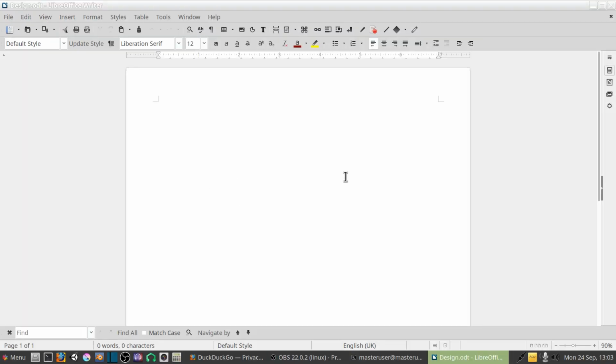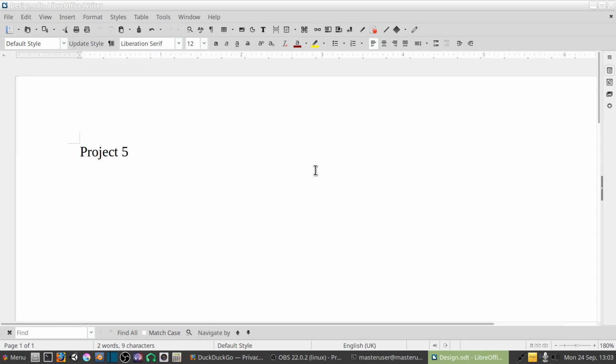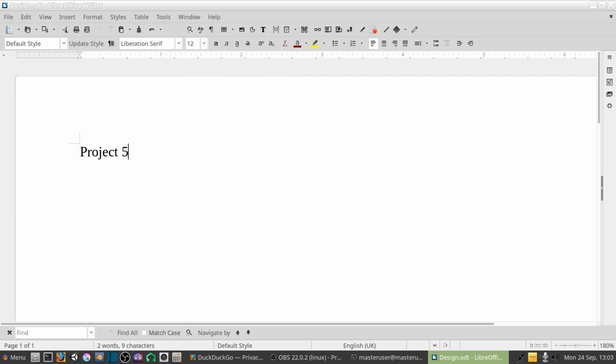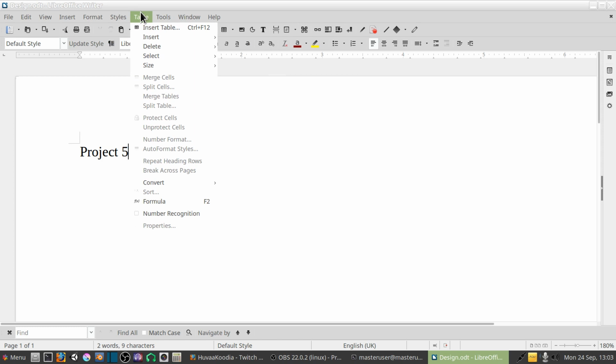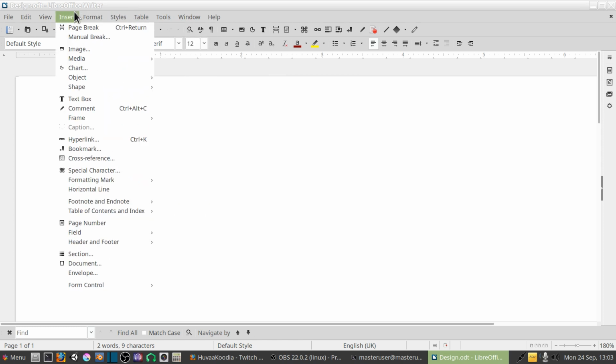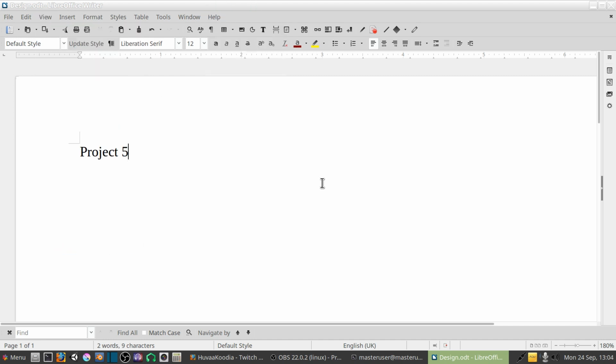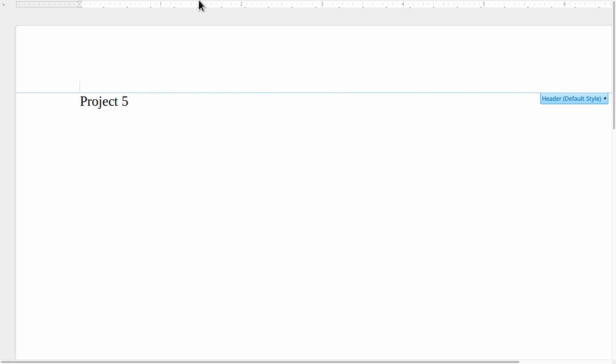So it's design time today. Project 5. Let's see. Nope. Is there a full screen mode in LibreOffice? I'm not sure. Look at that. Control Shift J. Brilliant. Okay, why have I not used this before?